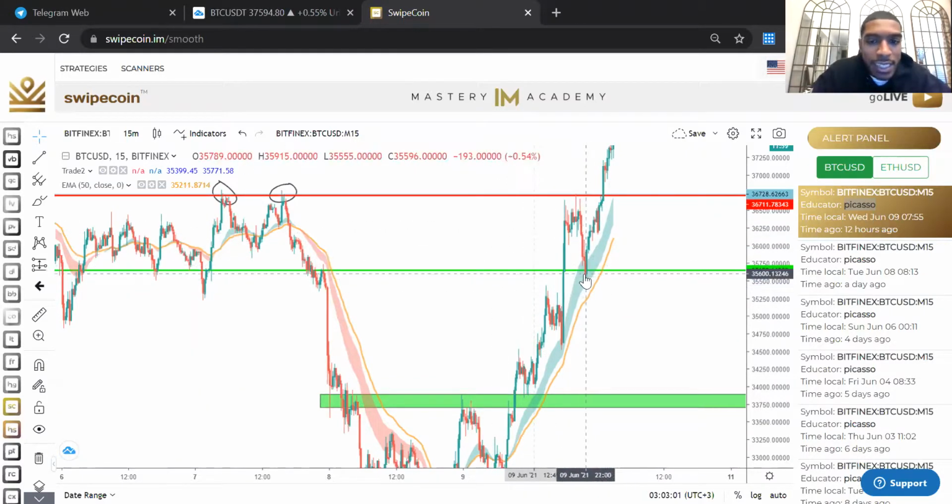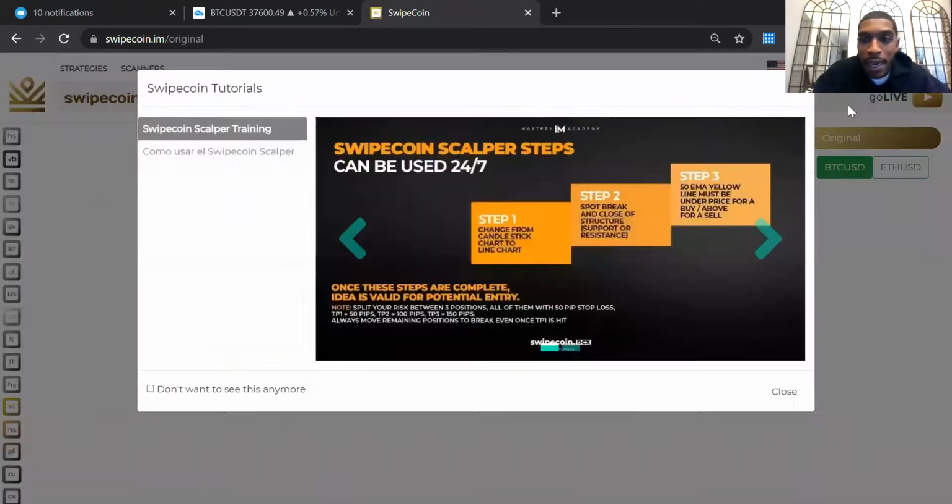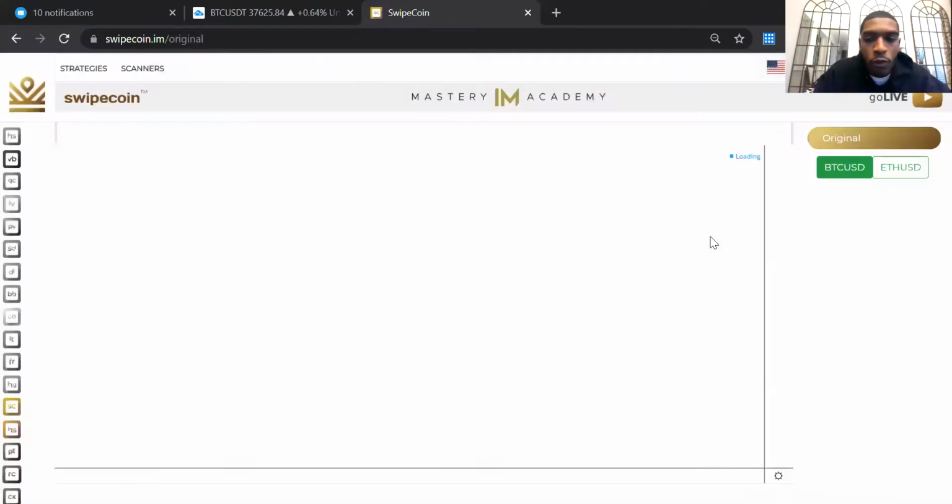Comes back down, retests this area of support. Guess what? I'm jumping in. Why? Because the alert don't lie. The alerts is not lying. It said look for a buy. Guess what? I'm only looking for a buy.